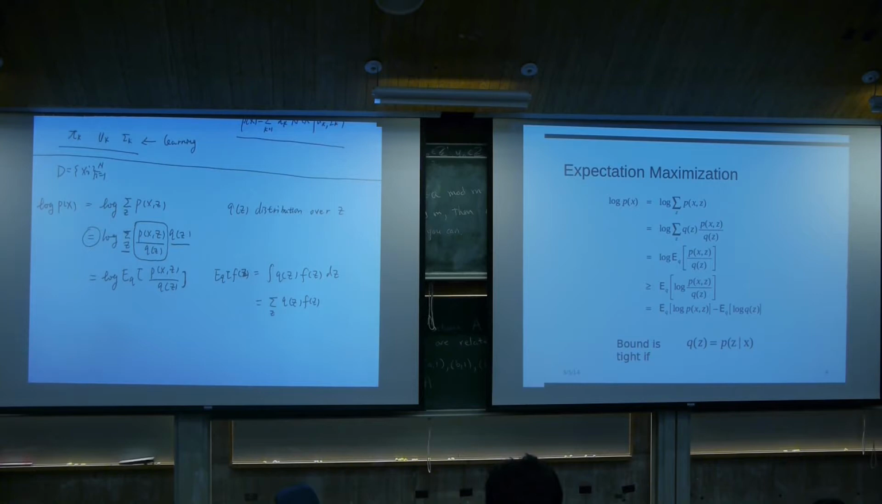The variable here is z. You can think of this p(x,z) over q(z) as a function f(z). Yeah, this is the random variable.